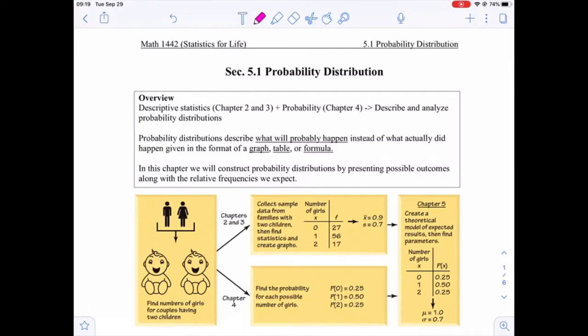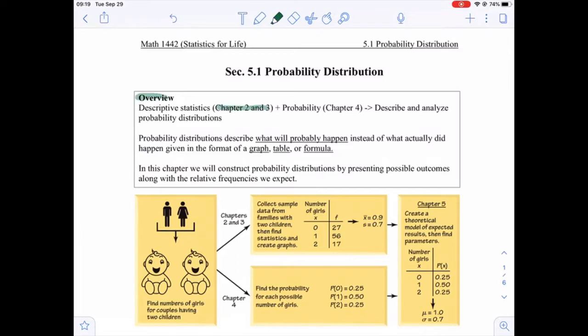Section 5.1 is about probability distribution. We will learn what we mean by probability distribution and how to use probability distribution to find parameters of a population or statistics of samples. Now let's start with this overview.